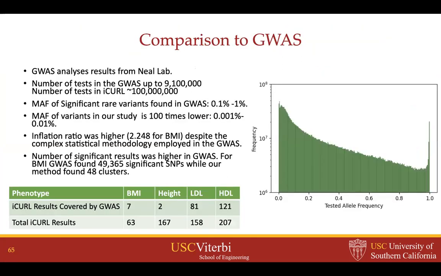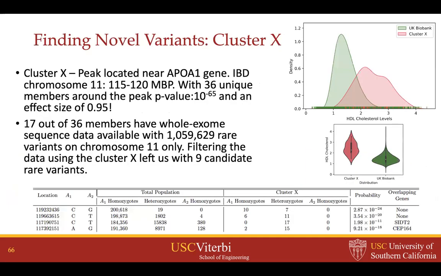We also compared our results to imputed GWAS results done by the lab at MIT. Their imputed data had 9 million points. Our data had 100 million points. And still our inflation was not as high as the inflation factor in imputed GWAS results. Again, for complex traits, we had little overlap, but for LDLC and HDLC, we had quite a bit of overlap.